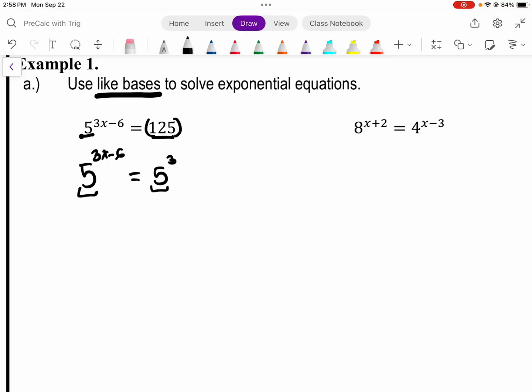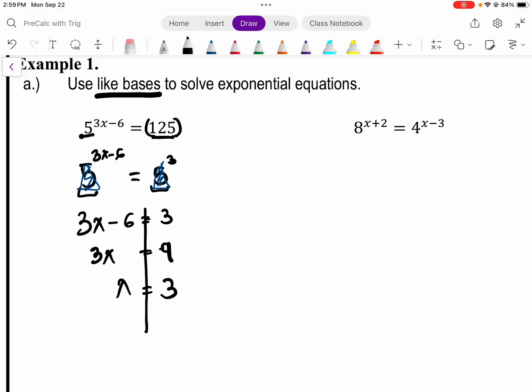So now notice that the bases are completely the same, and if the bases are the same, we can use a property, kind of like a rule or a theorem. Once the bases are the same, we're able to drop the bases. So I'm going to ignore the bases, and I'm going to set the exponents equal to each other. So that's going to be 3x minus 6 equals 3. Again, we are allowed to do this as long as the bases are the same. And now we can simply solve the equation. So that's 3x equals 9, and then divided by 3, so x is equal to 3.